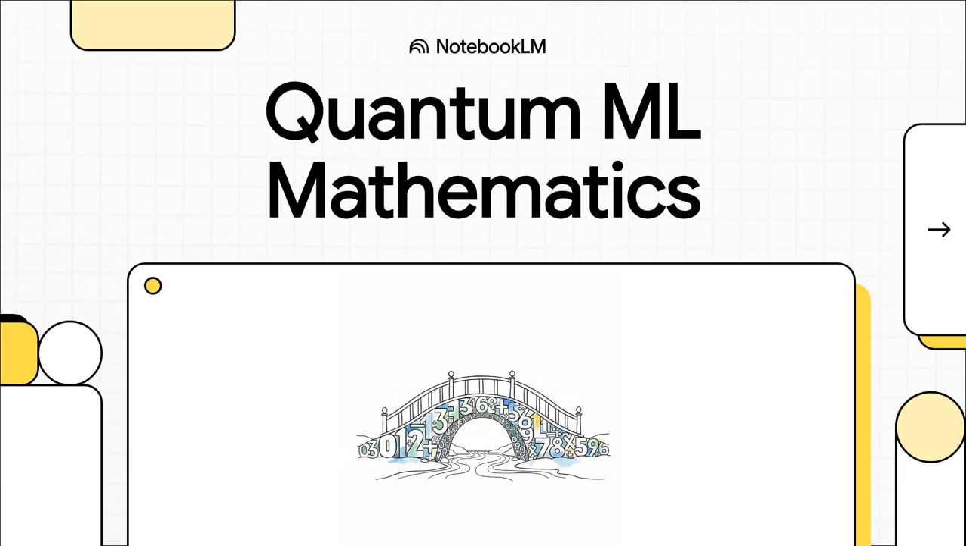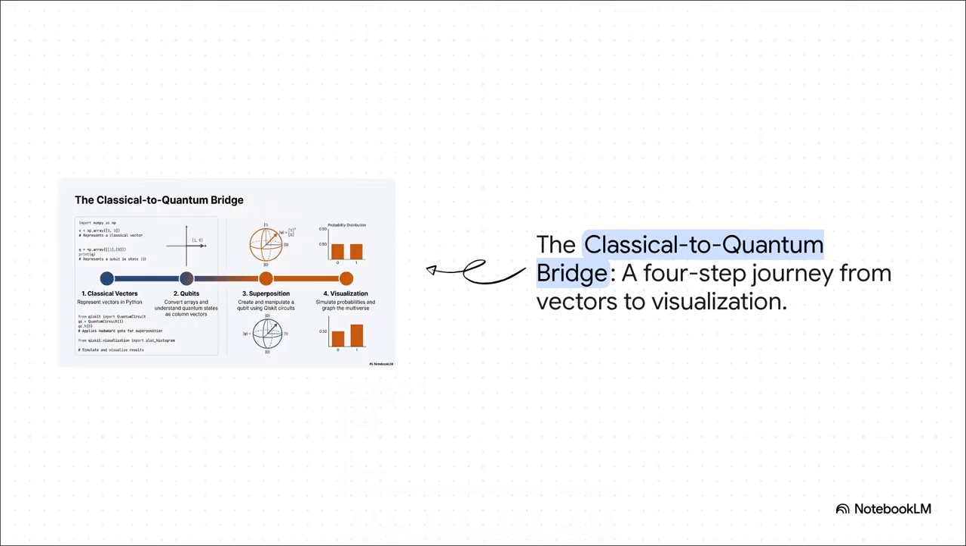Let's dive in. You see, the real challenge here is that classical and quantum systems speak completely different mathematical languages. This slide, you can think of it as our Rosetta Stone for this whole process. It's our blueprint, showing us the entire journey, step by step, from a simple classical vector all the way to seeing the quantum probability distribution.